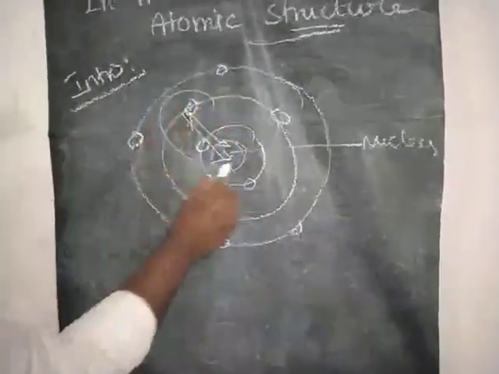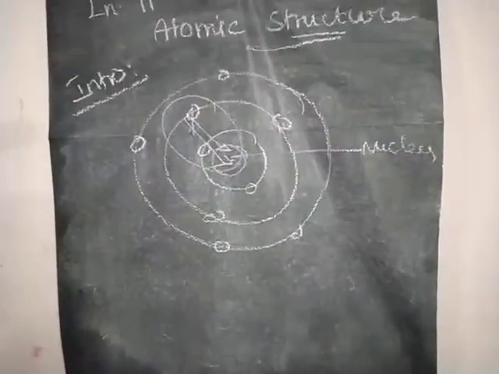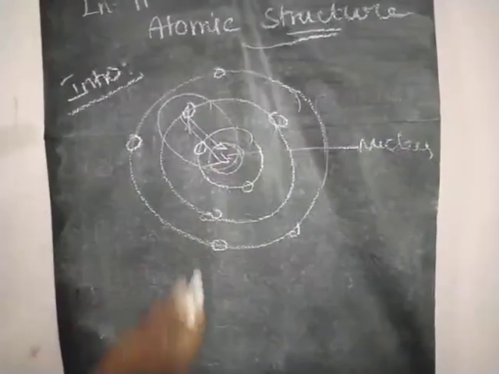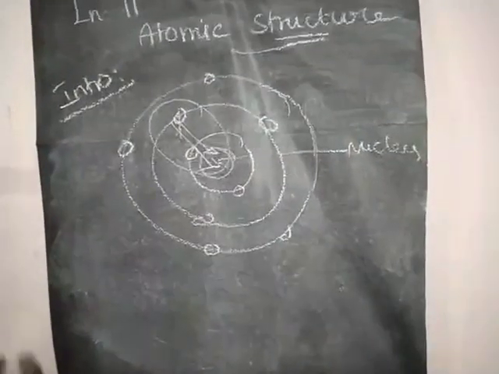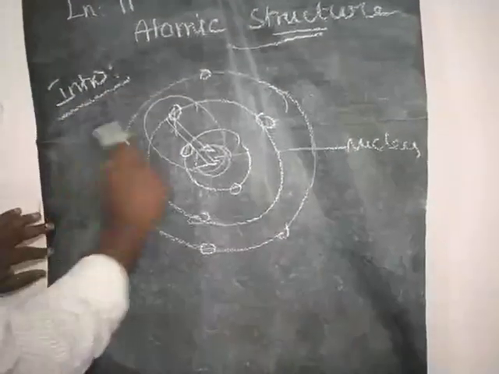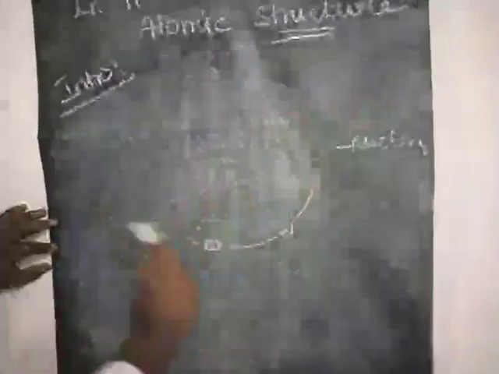So that property he didn't explain properly. Which property did he not explain properly? The stability of an atom. That property he didn't explain properly.